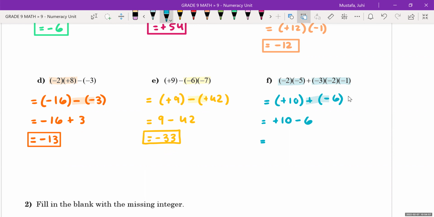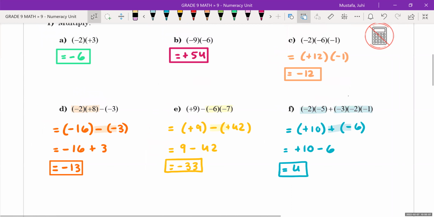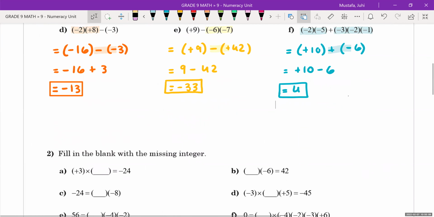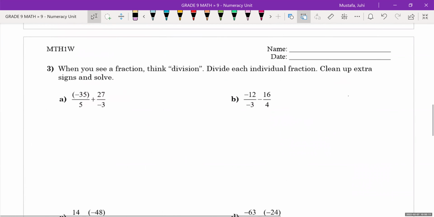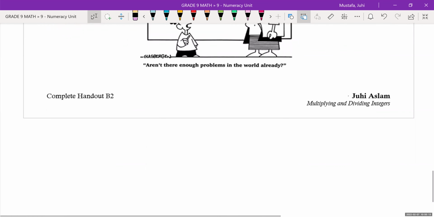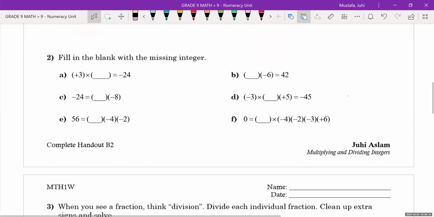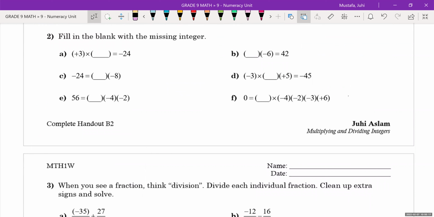10 minus 6 is? Just a 4, yep. And so that would be our final answer. All right, question number 2. Before we go on to dividing integers, which is just the next page, and then we're done. We're done our lesson. Let's look at question number 2, which is fill in the blank with the missing integer.